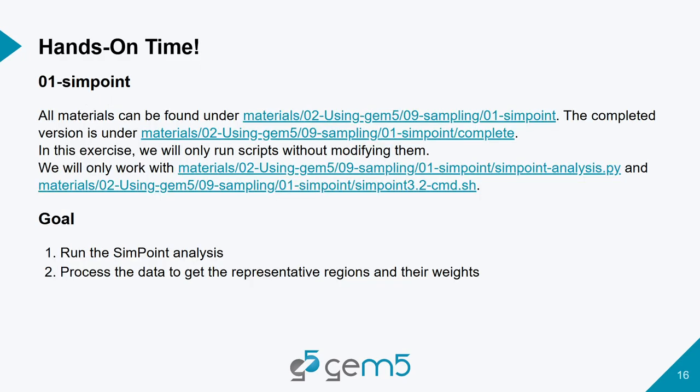So let's try to do SimPoint analysis with gem5. Here, all the material can be found under materials 02 using gem5, 09 sampling, and 01 SimPoint. In this exercise, we will not modify any script, but we will take a detailed look at what the script is doing, and I will explain how to deal with the outputs that this script provides. Our goal here is to run the SimPoint analysis with gem5, then process the data to get the representative regions and their weights we need.